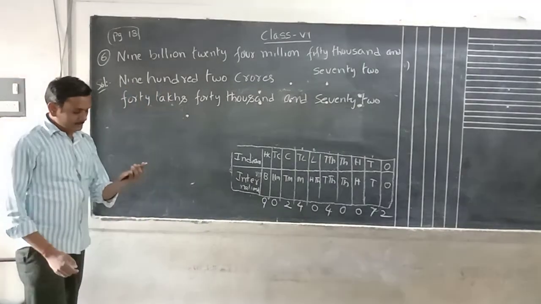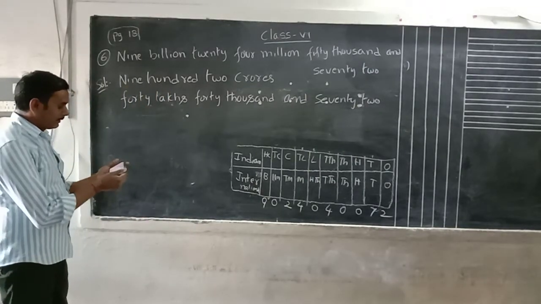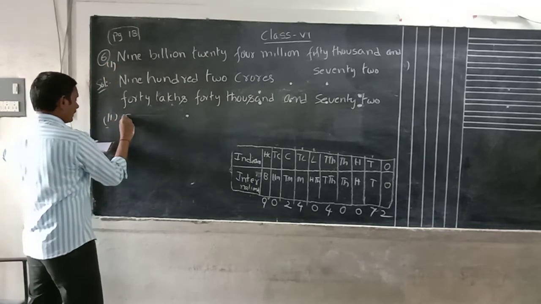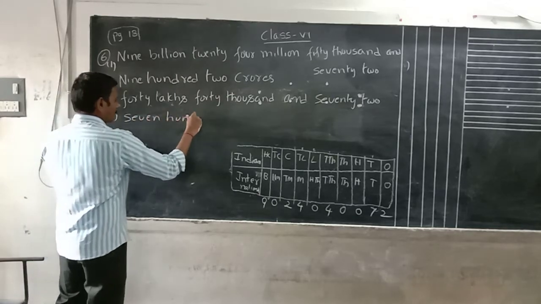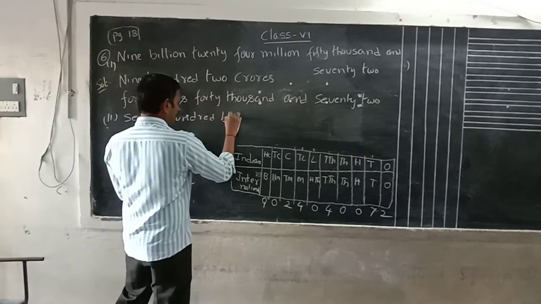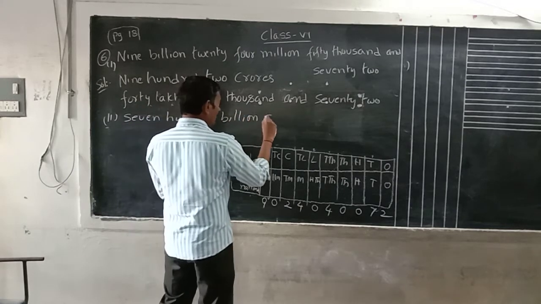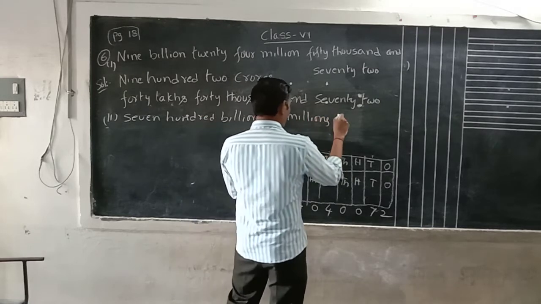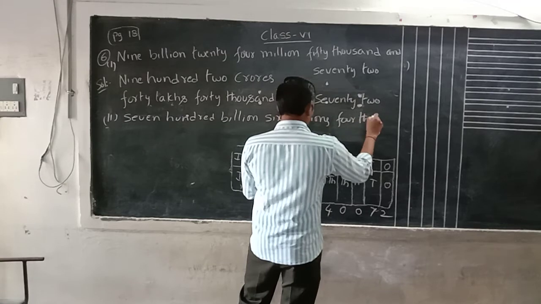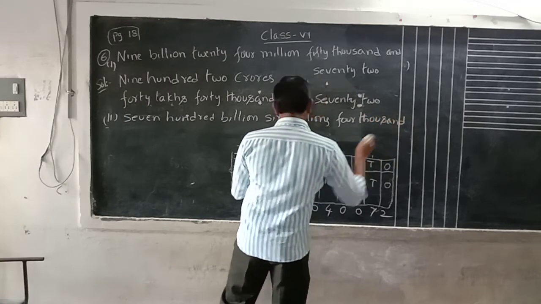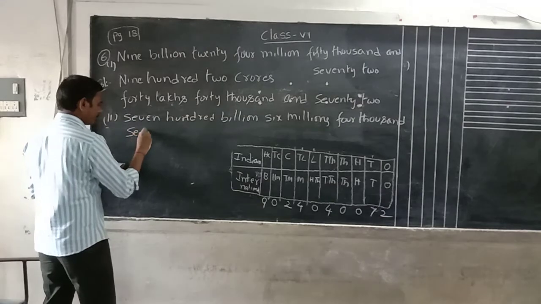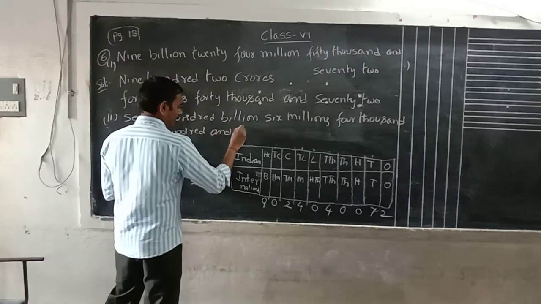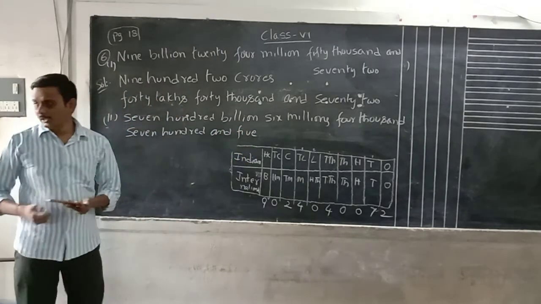Okay, by following this one, complete the second one. 700 million. What is this? This is the first question. For the second question, what is given? 700 billion, 6 million, 4,000, 705. Okay, arrange in the International system first.